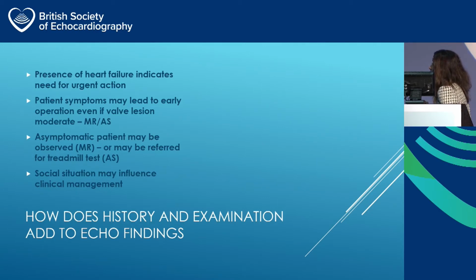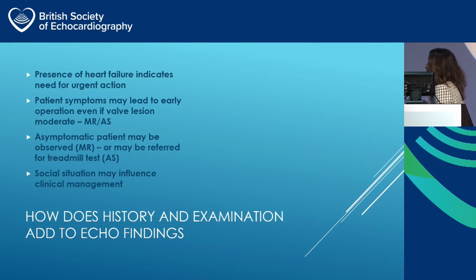Patient symptoms will also lead to early surgery, maybe when your echo doesn't even suggest it. So if you get a moderately regurgitant mitral valve that's easily repairable in a patient with symptoms, we're much more likely to refer them for urgent surgery.